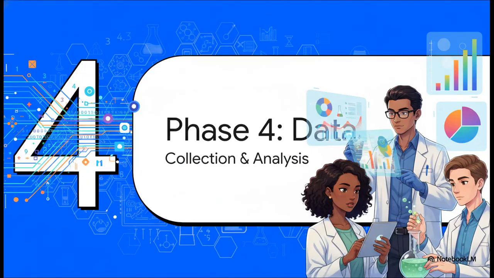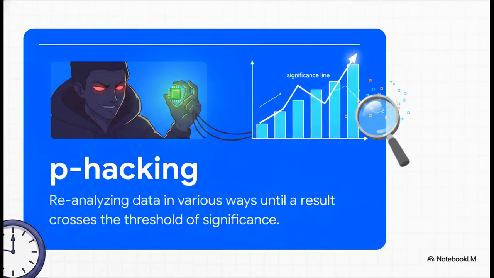Next up, Phase 4, collecting and analyzing data. Once your experiment is actually up and running, a whole new layer of dramatic tension kicks in. It's all about exactly how scientists interpret the data they're pulling in. And a major pitfall right here is a tricky practice called p-hacking. What is that?